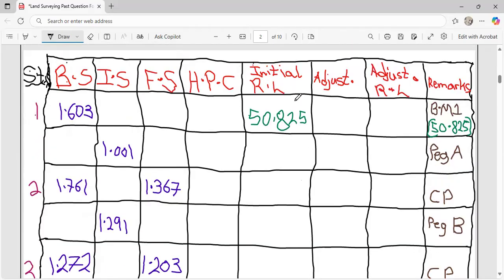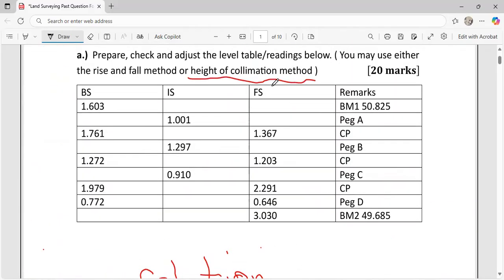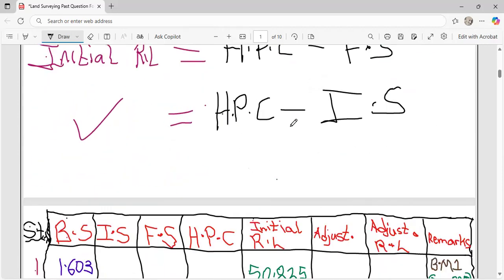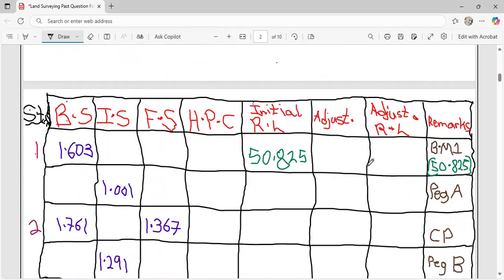The main purpose of the work is saying that we should do what? We should prepare, check, and adjust the level table. Okay, good. So we have to be able to what? Come and adjust the level table. But even before we can adjust that, we have to know our first initial reduced level and our last initial reduced level. And also without the HPC, we can't what? Calculate for that.